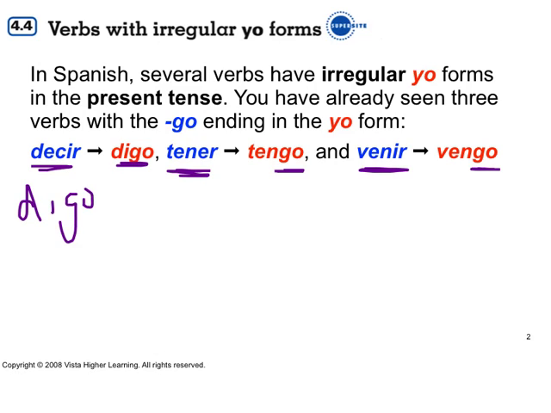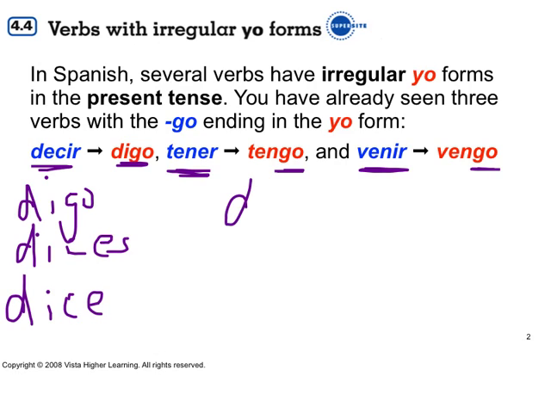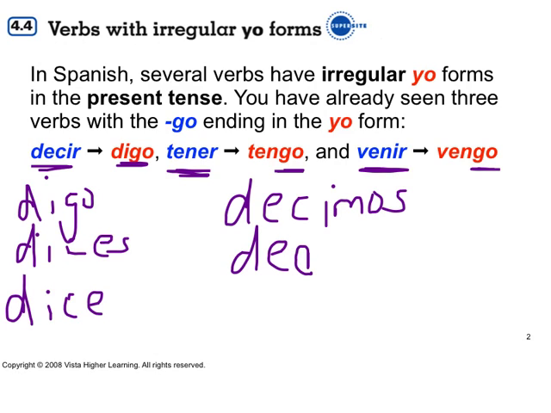It's digo, dices, with a C now. That's a C. Dice, I'll see if I can write this better. There, that's a C right there. And then we have decimos, like that. Decís, that's a C. And dicen. Please remember this verb.